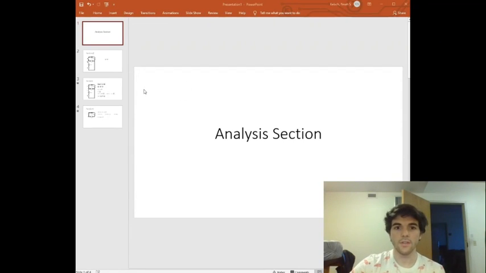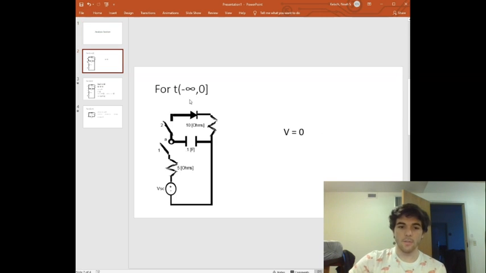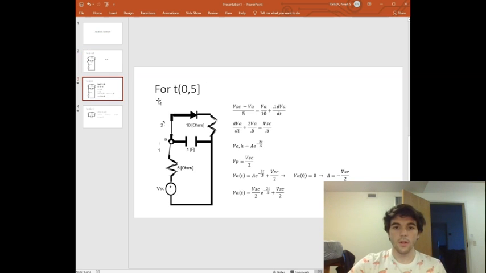Okay, this is the analysis section of my presentation. I cannot go into slideshow mode because Panopto will not record it. So I made this into a sequential stepping problem where for t from negative infinity to 0, V, which is the voltage across the capacitor, is equal to 0. So then for t from 0 to 5, we close both switch 1 and switch 2. A KCL equation at A, and these will all appear sequentially in the slideshow, but they're just here now.